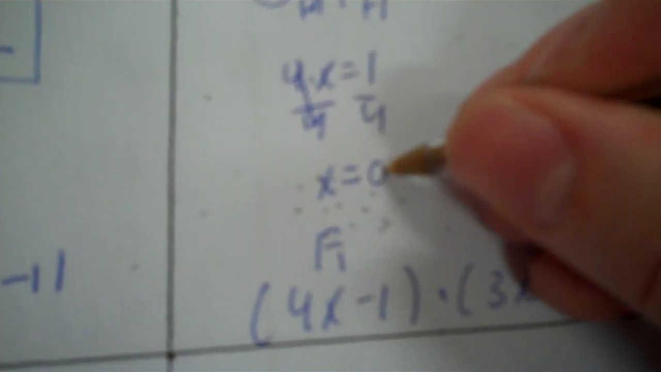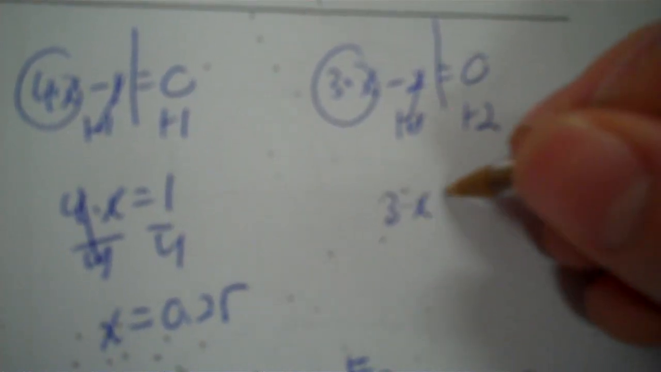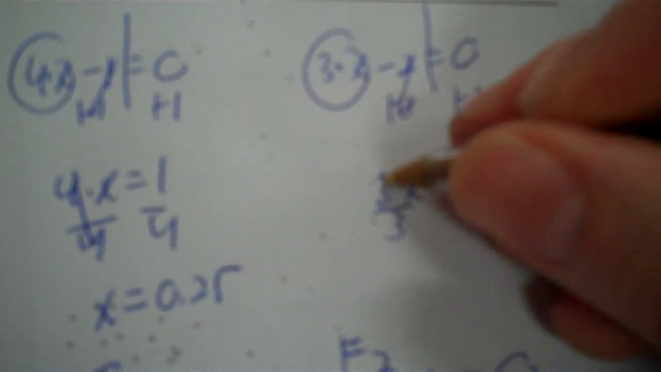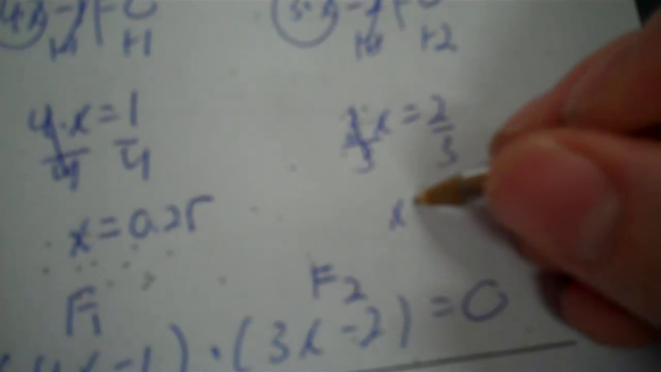So I add 1 to both sides, that gives me 1. 4 times x equals 1. 1 divided by 4 is 0.25, or you can just put 1/4, I don't care. 0.25 is okay to put. Now over here, plus 2, 3 times x equals 2, but when you divide 2 by 3, you get a never-ending decimal, so you want to keep that as 2/3, okay?